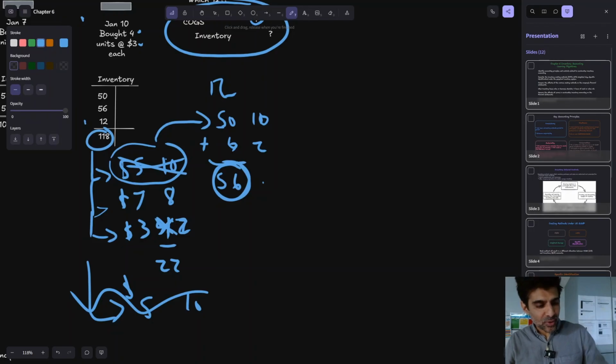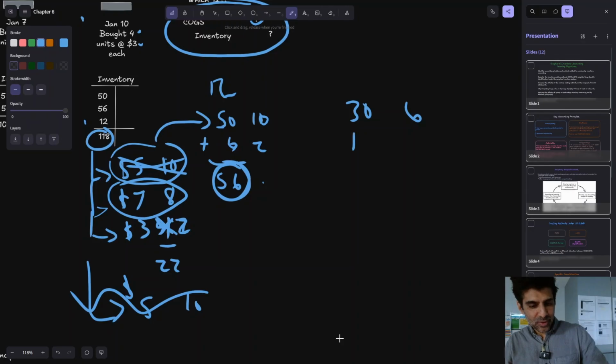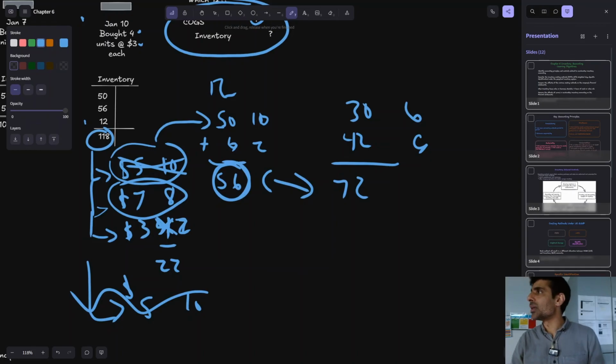I could also do, instead of 10 from this $5 bucket, 6. So 6 times 5 is $30. And then I can do 6 from here. 6 times 7 is 42. So now my cost of goods sold is 72. The same 12 units, but I have 2 totally different cost of goods sold, just depending on which of these buckets I chose from.